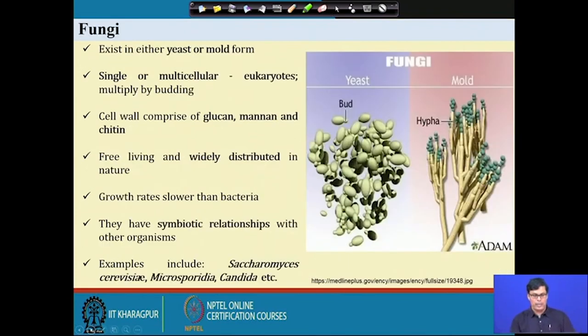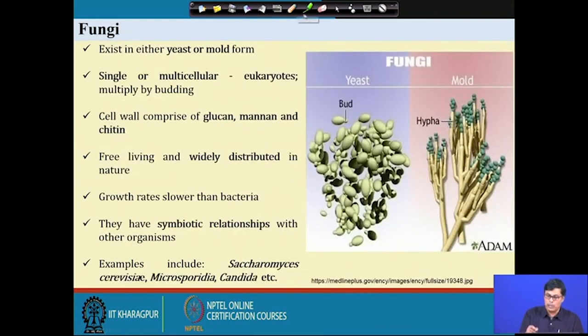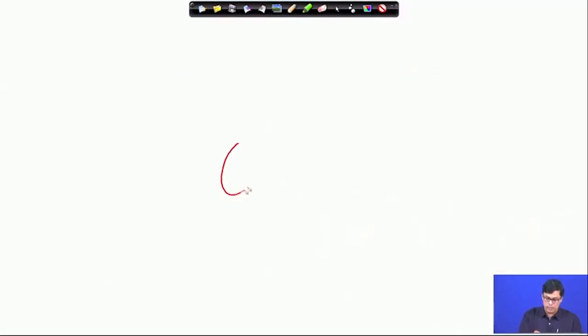Now if you look at fungi, they have a lot of industrial applications. They exist in two different forms: one we call yeast, and the other is mold. They may be single-celled or multicellular eukaryotes, and they multiply by budding. I can show you the budding; it looks like this. This is the yeast.